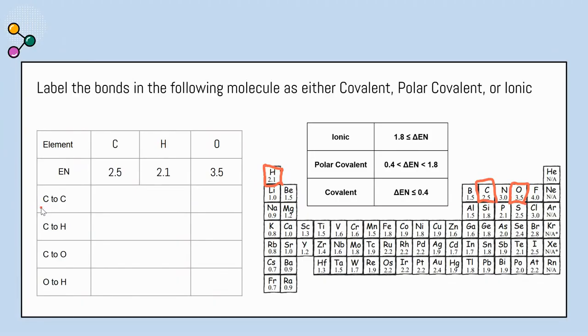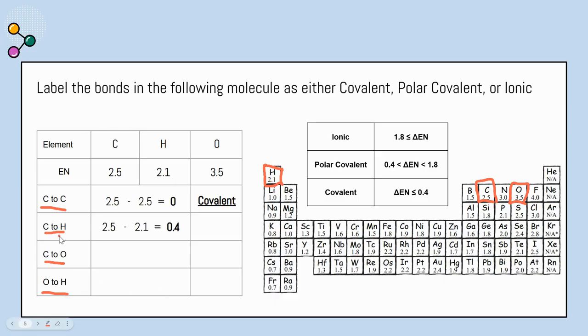Now I have each of the 4 bonds over here on the left, and we're going to find their electronegativity differences. For carbon to carbon, we have 2.5 minus 2.5, which gives us a difference of 0. This should make sense because each carbon will pull the exact same amount, so there's no difference. And no difference puts us at a covalent bond. 0 is indeed less than or equal to 0.4.